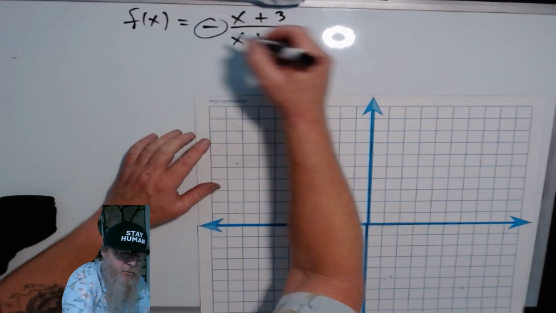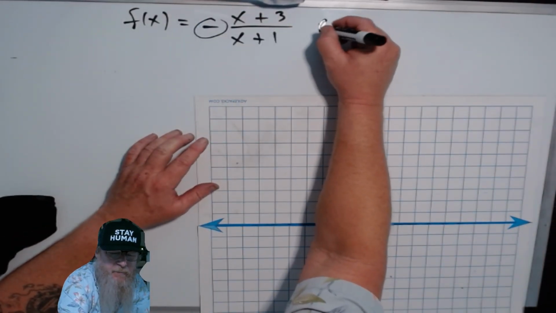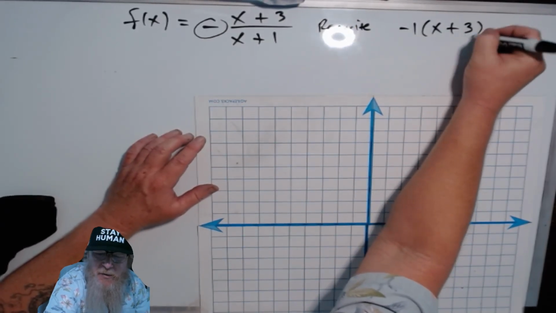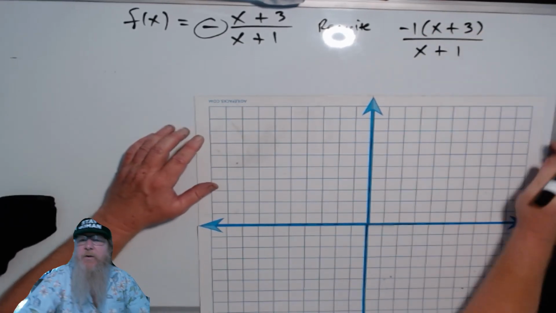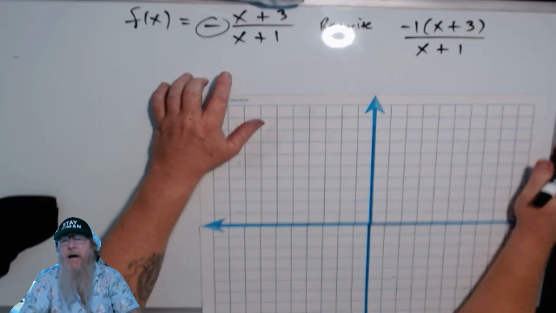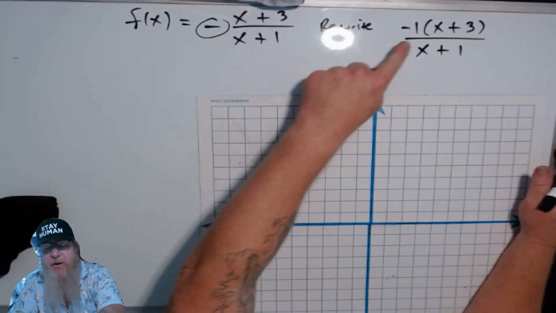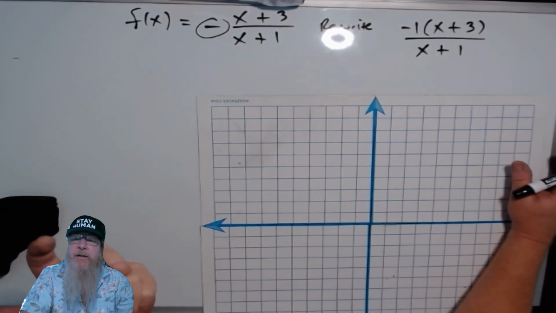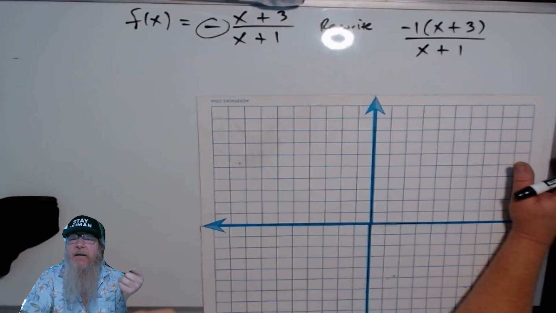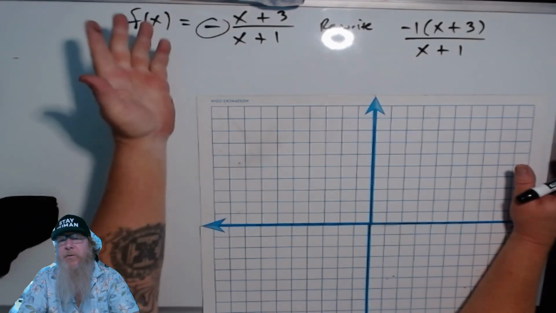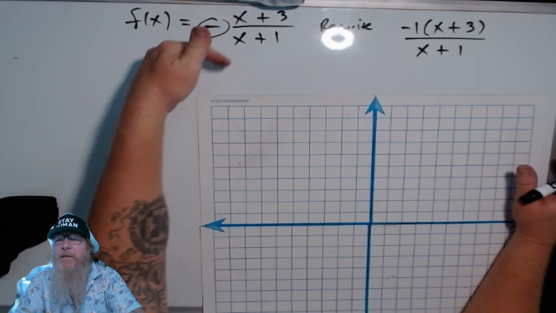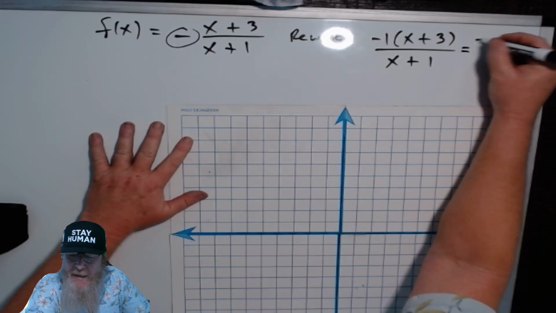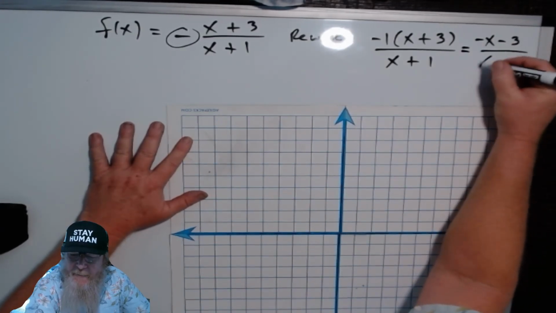First thing I like to do is rewrite this as negative 1 times x plus 3 over x plus 1. Normally, I put my negatives up in the numerator. Again, that's not a mathematical law. It's just a convention to keep track of where it goes. You can't put it in both. You have to pick, and if I have to pick between the numerator and the denominator, I usually go to the numerator. So this is going to be negative x minus 3 over x plus 1.